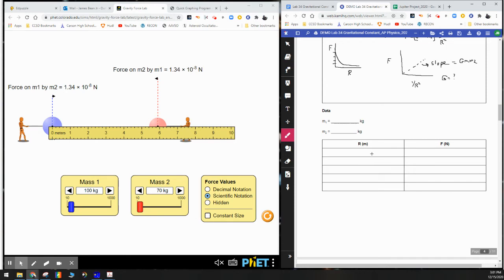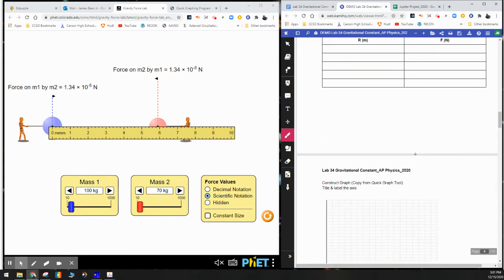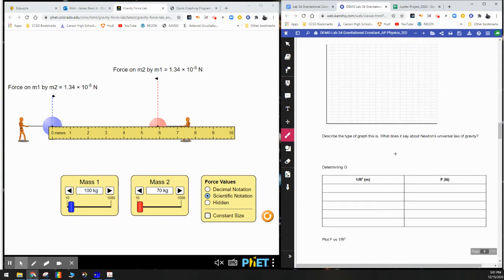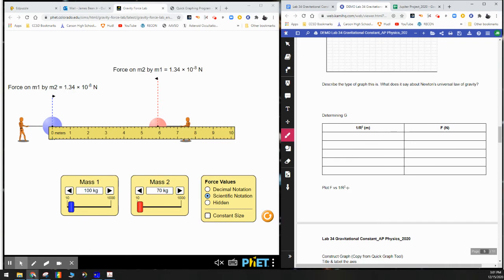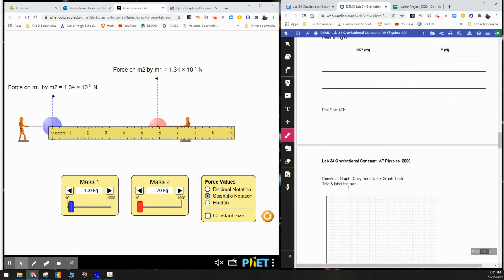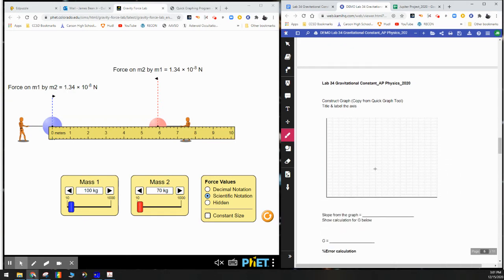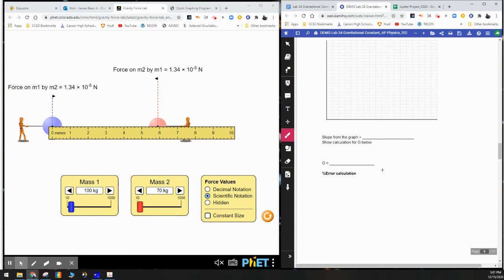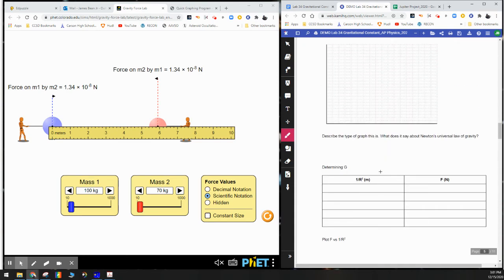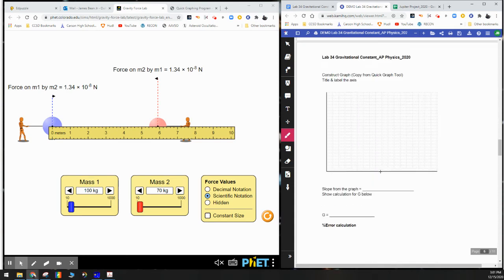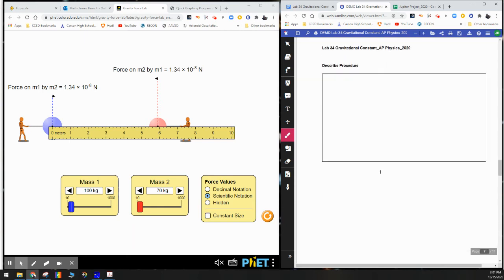Here's the graph for R versus force, and here's the graph of 1 over r squared versus F. So we want to plot F versus 1 over r squared. Construct a graph, put it over here, and we're good to go. Calculate what G is. Then finally, describe a procedure on how to do that.